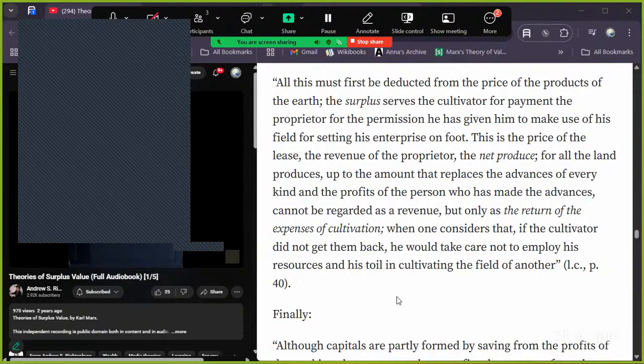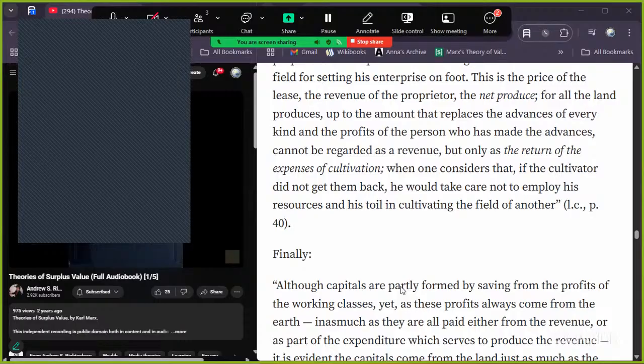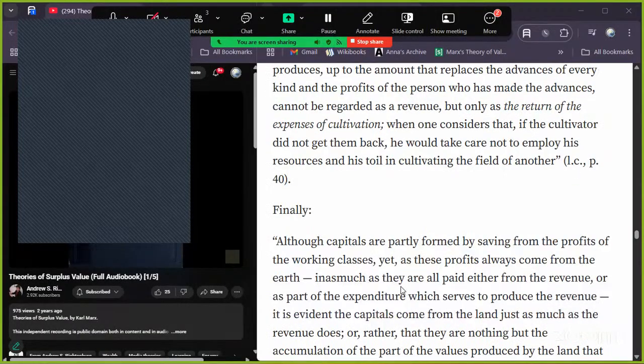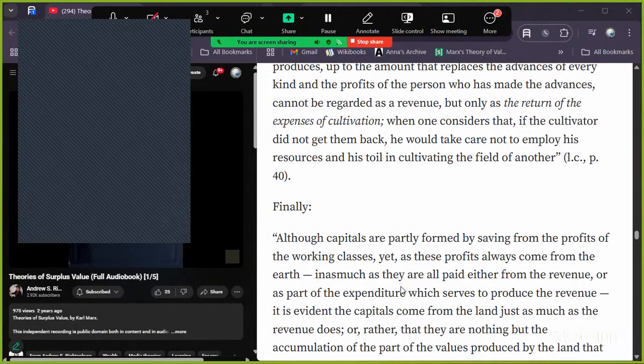The surplus serves the cultivator for payment, the proprietor for the permission he has given him to make use of his field for setting his enterprise on foot. This is the price of the lease, the revenue of the proprietor, the net produce. For all the land produces, up to the amount that replaces the advances of every kind, and the profits of the person who has made the advances, cannot be regarded as a revenue, but only as the return of the expenses of cultivation. When one considers that, if the cultivator did not get them back, he would take care not to employ his resources and his toil in cultivating the field of another, end quote.